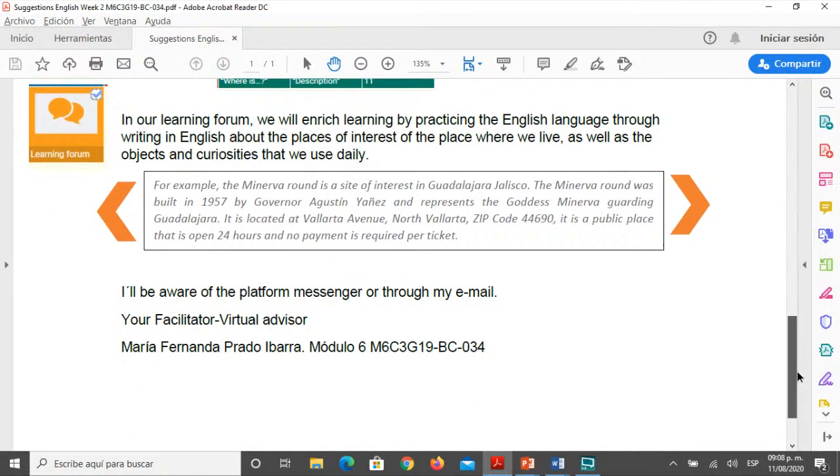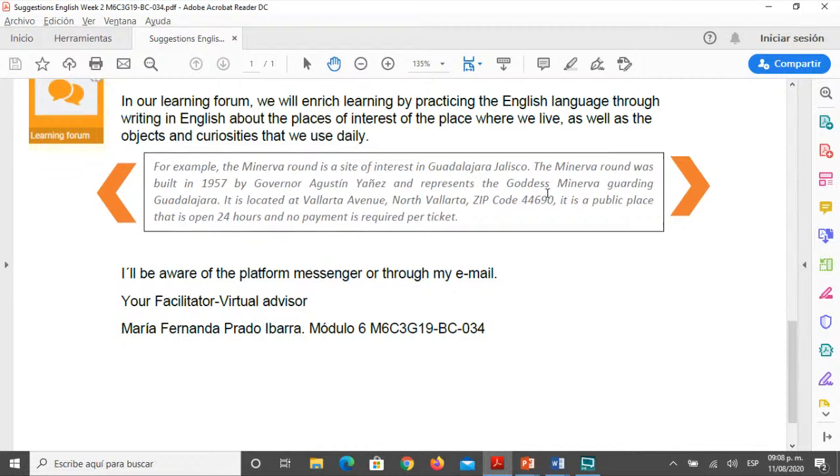Our first example, the Minerva Roundabout, is a site of interest in Guadalajara, Jalisco. The Minerva Roundabout was built in 1957 by Governor Agustin Yañez and represents the Goddess Minerva, watching over Guadalajara. It is located at Vallarta Avenue, North Vallarta, zip code 44619. It's a public place that is open 24 hours and no payment is required per ticket. Okay, so it's an example I'm going to share in this space.